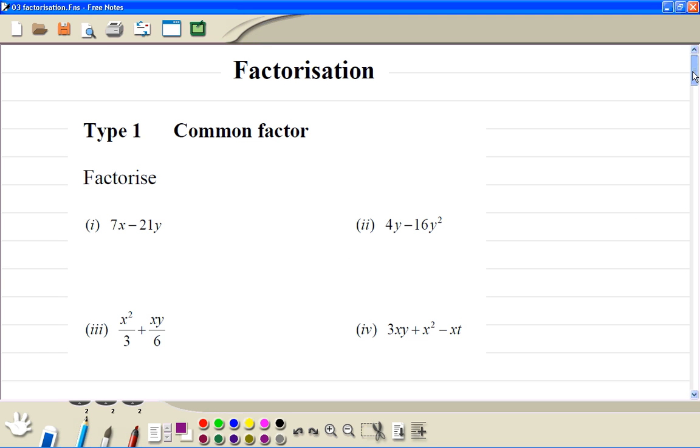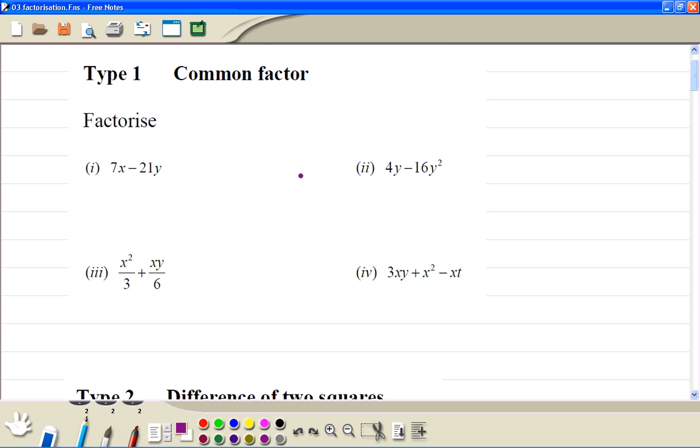Factorization type 1, we're looking for common factors. So here we have a 7x minus 7 times 3y. Now we have a 7 as a common factor, so we write 7, then insert a bracket, x minus 3y.